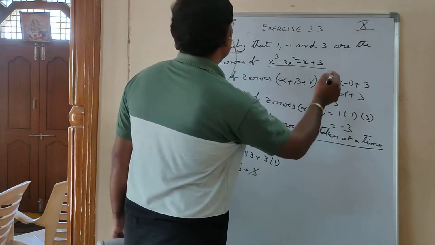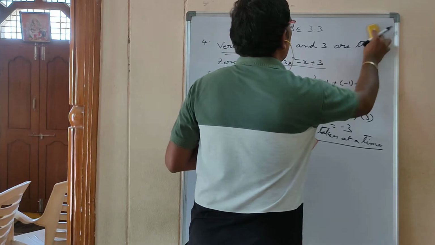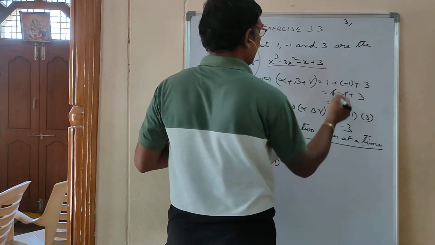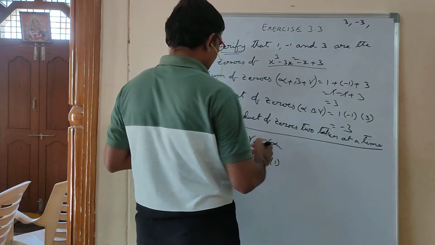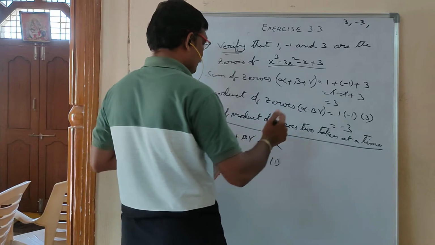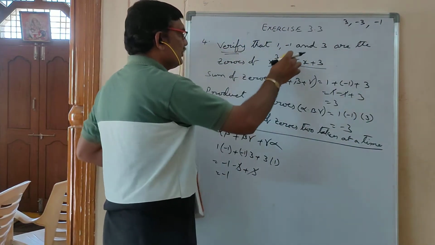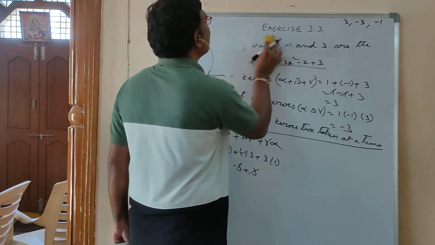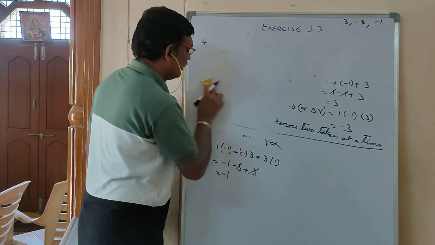Just for remembering purpose, I am writing here on top of this. First is sum of zeros, 3, I got it. Next is product of zeros, I got as minus 3. Next, sum of product of zeros 2 taken at a time, you got minus 1. Now, using zeros you have done it. Using coefficients how you have to do, we'll see. In the same problem, you have to use coefficients to do this problem.